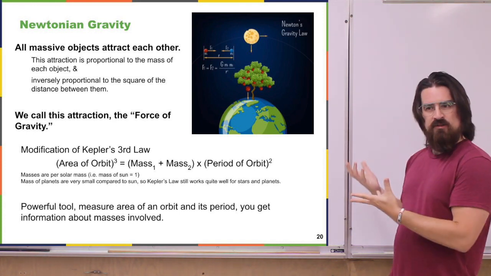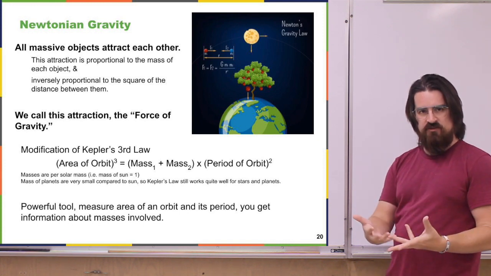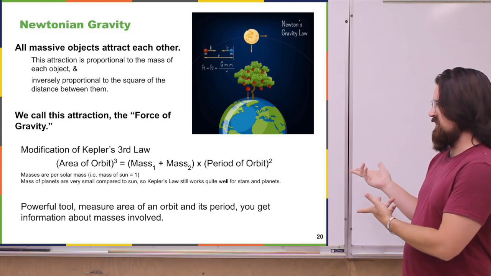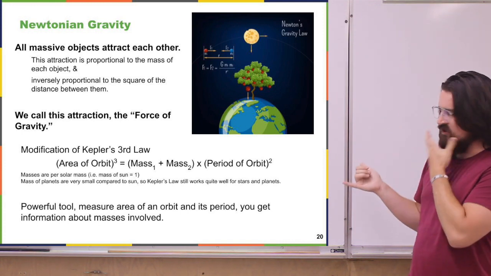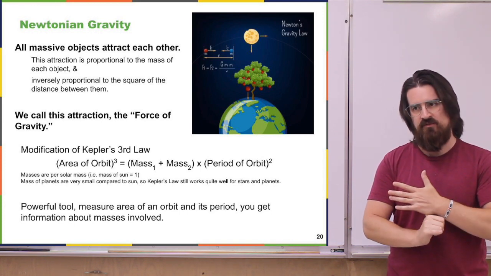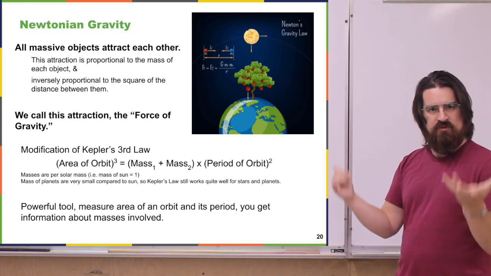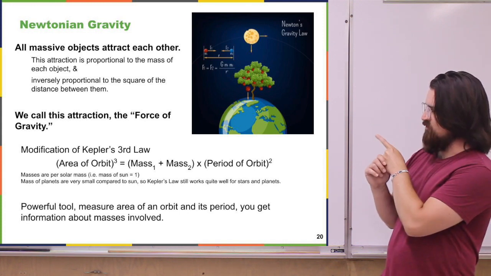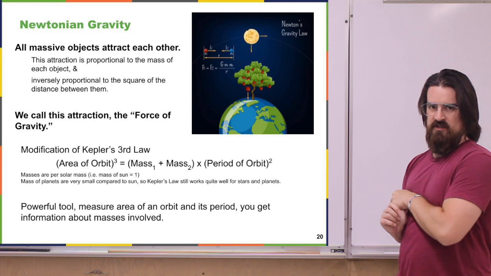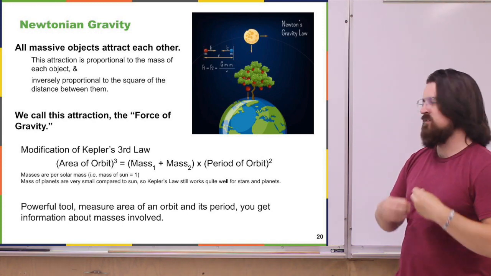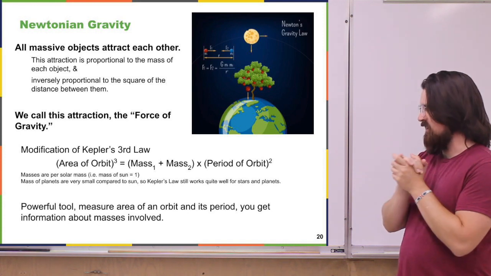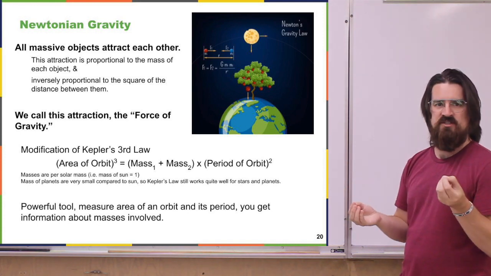And one of the outcomes of his laws and his way of describing that motion was actually a modification of Kepler's third law. You remember Kepler's third law was about the area and the period of the orbit of, say, like the Earth or some planet around the Sun. So for Kepler, it was just the cube of the area was equal to the square of the period. Newton, using his new idea, actually found that there's another term in there, which is the sum or the combination of the masses of the two objects.